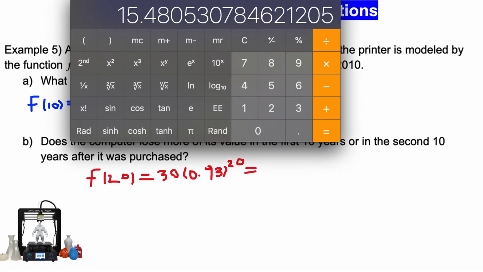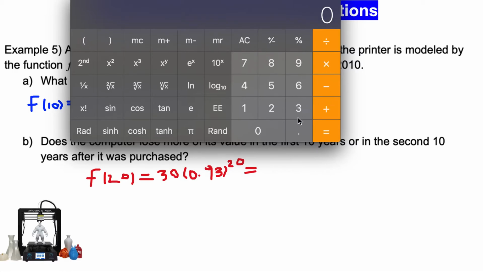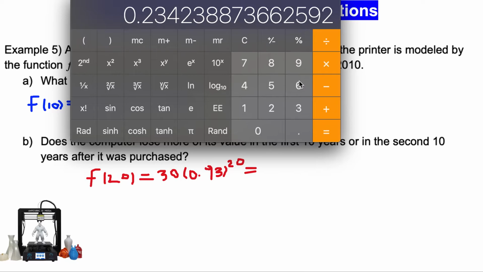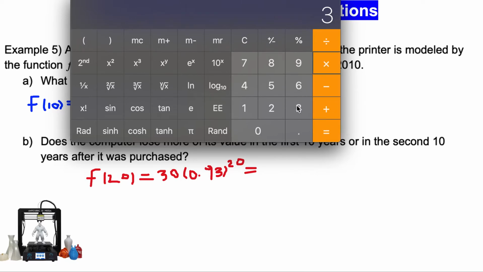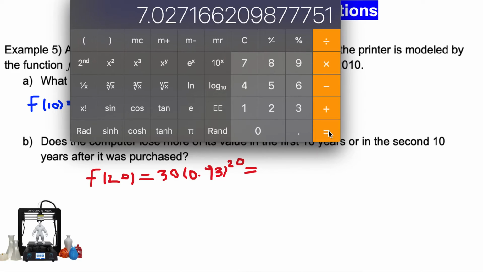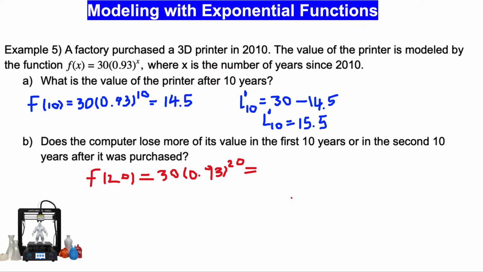Now let's calculate the value. Let me take the calculator. We have 0.93 in exponent 20, which turns out to be 0.234, etc. We multiply this by 30 and we get around 7. So let me approximate it as 7.